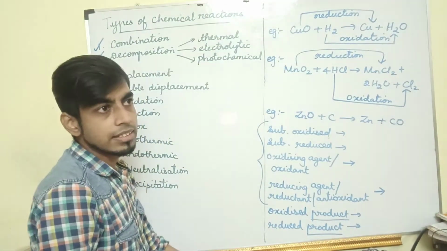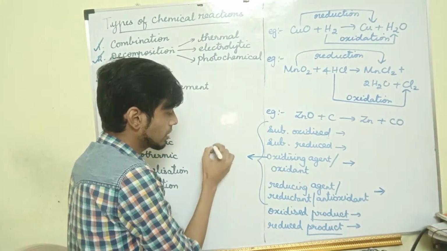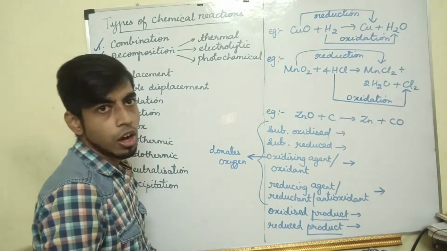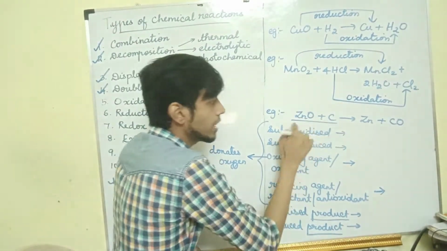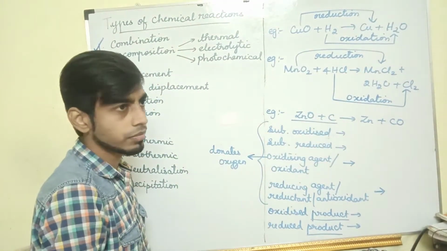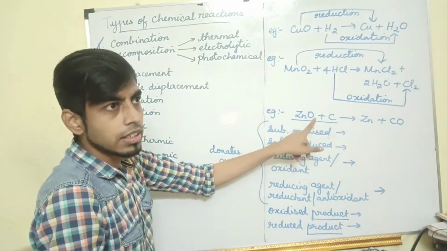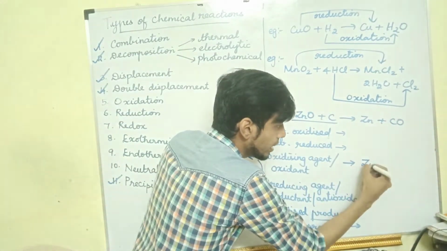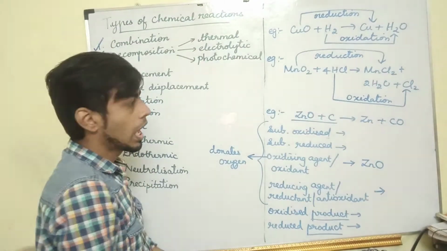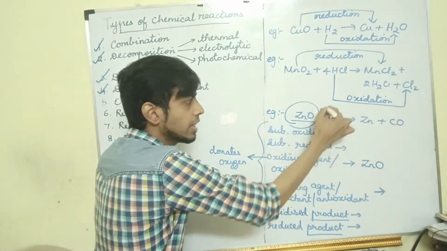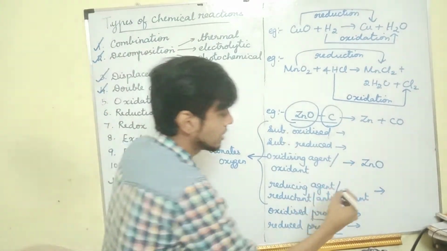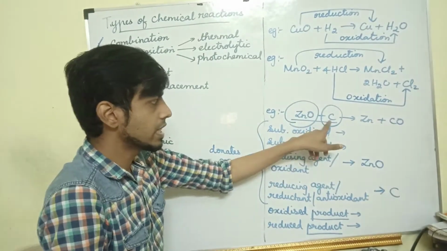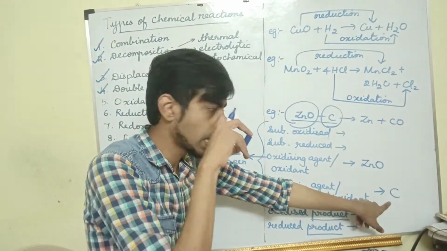What do you mean by oxidizing agent? Oxidizing agent means a substance which donates oxygen. It is called an oxidizing agent. Now look at the reactant side, which substance will donate oxygen? Only ZnO has oxygen. So obviously this one can only donate oxygen. So my oxidizing agent is ZnO. If this is the oxidizing agent, obviously my reducing agent will be carbon.